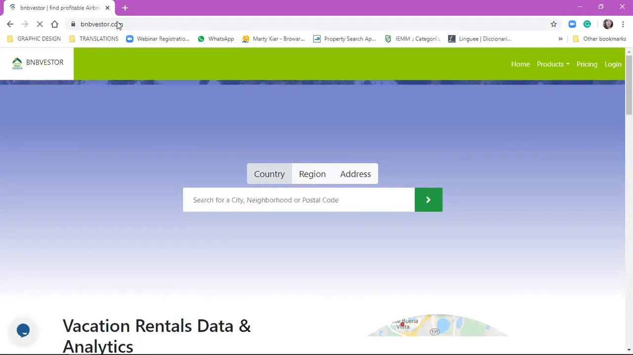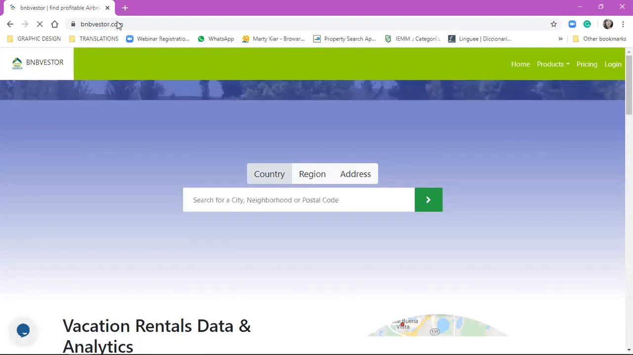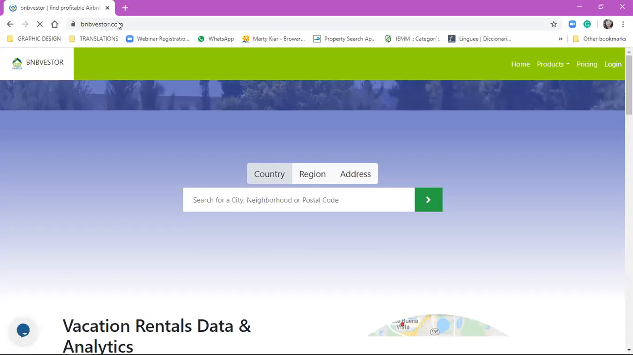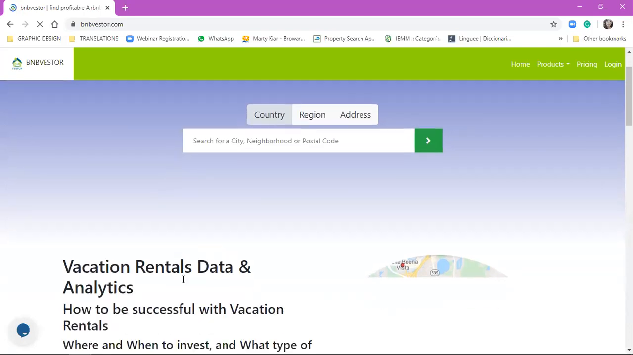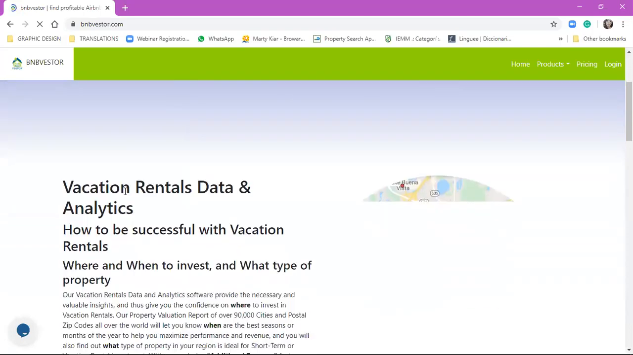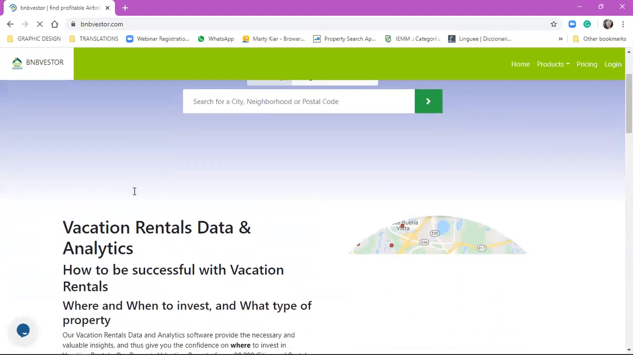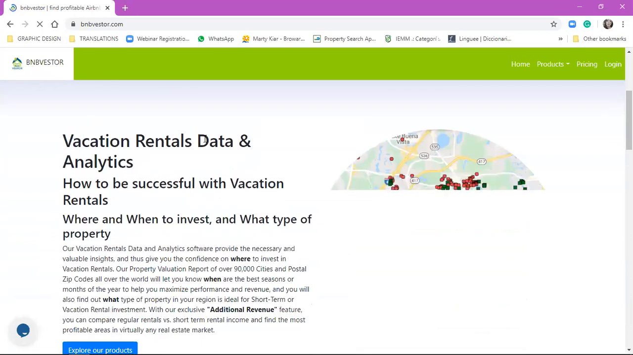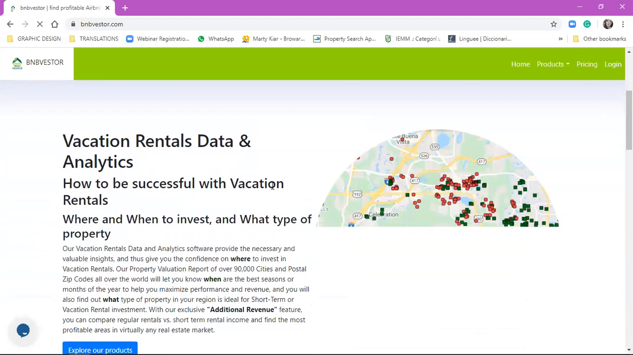Now, what is BNBvestor? BNBvestor is a global analytic for BNB rentals, which is bed and breakfast, or vacation rentals as you also know it. So if we scroll down in the home page, it will give you vacation rentals data and analytics, how to be successful with vacation rentals, where and when to invest in what type of properties. This is all you're going to see in BNBvestor.